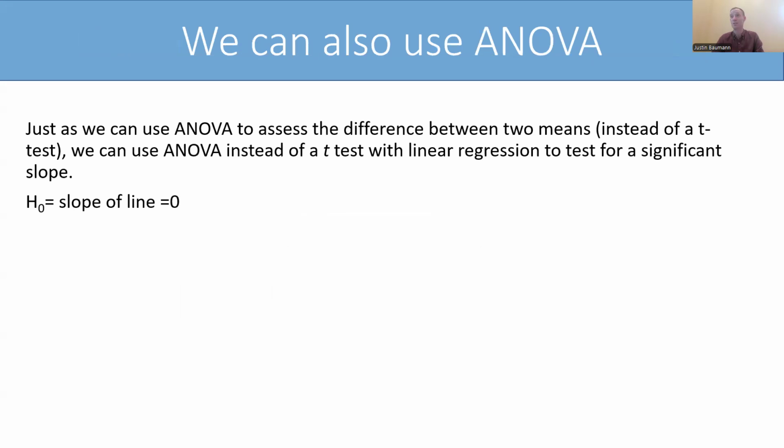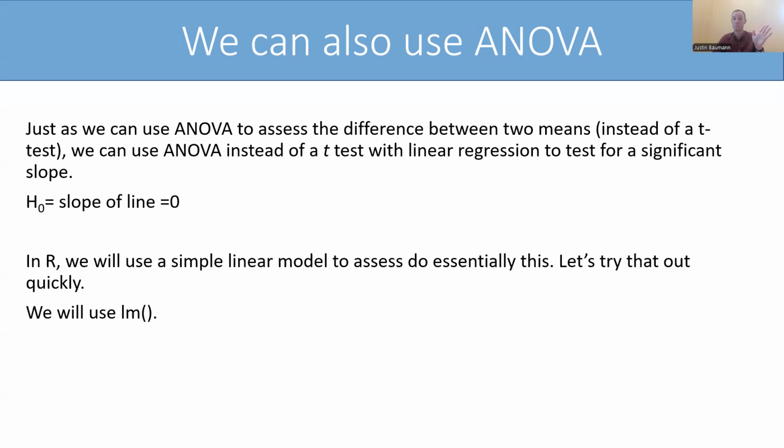We can also use ANOVA to do the exact same thing. We can use ANOVA to assess the difference between two means instead of a t-test. We can also use ANOVA to look at categorical means across any number. So a t-test is limited to only two categories. ANOVA is robust across many categories. But we can use ANOVA to assess the difference between two means in place of a t-test. It's the same thing. We can also use an ANOVA instead of a linear regression to look for a significant slope. Now, we haven't learned ANOVA yet, so don't worry about it, but we can do it. I'm just here to tell you that they're kind of all the same.